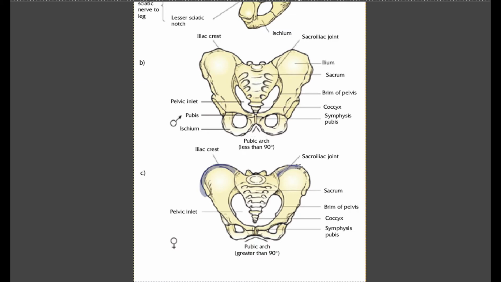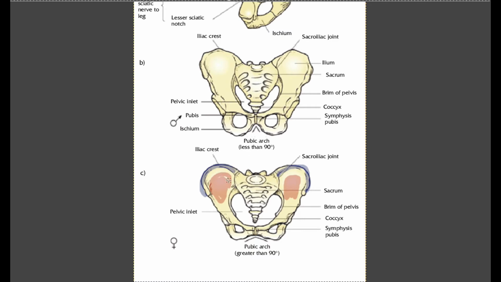Now, the ilium forms this bowl. In a bowl, we know there's a depression in there. We're going to put the bowl right here. Right here is a depression, a little concavity, just like we would have in a bowl. This is what we call the iliac fossa. This is the fossa of the ilium.